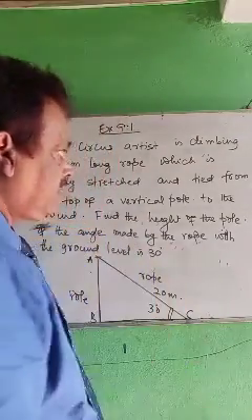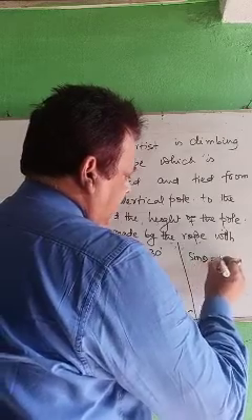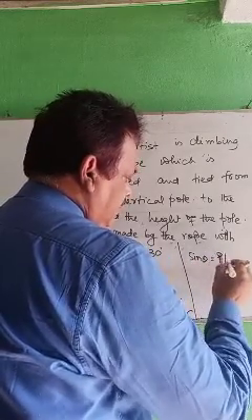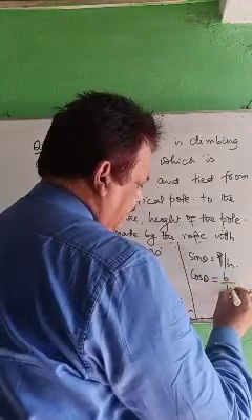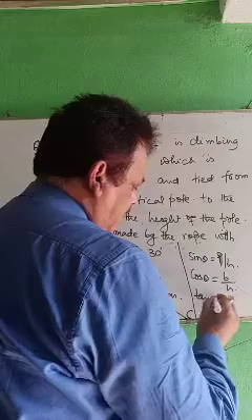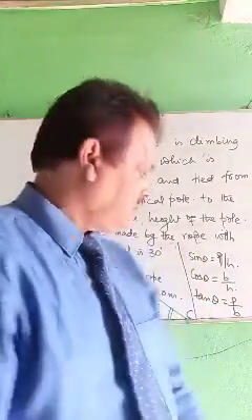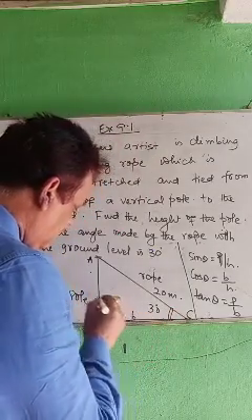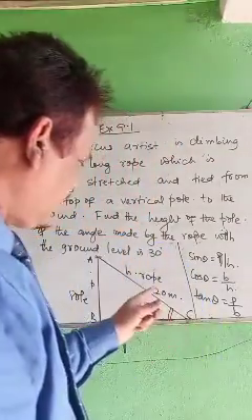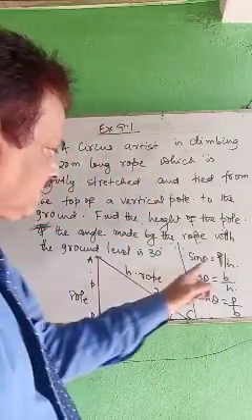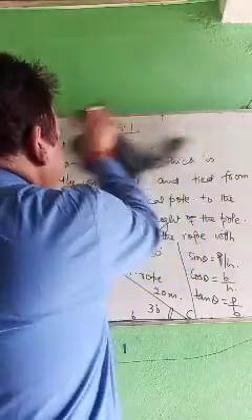If you remember just these three, everything will come out. Sin theta is p by h. Cos theta is b by h. Tan theta is p by b. If you remember this, then it is easy. When this is the angle, this is your base, this is the perpendicular, this is your hypotenuse. Now what is the relation between p and h? P by h means sin theta.